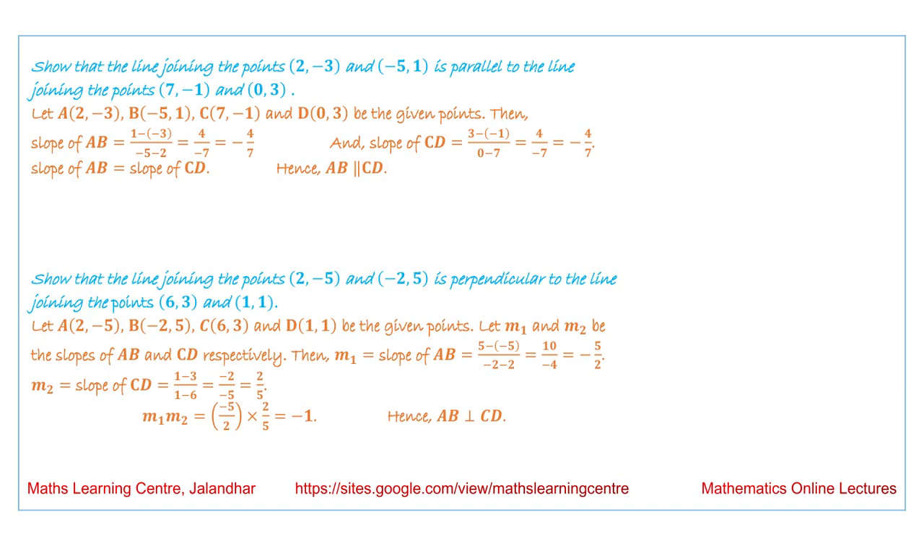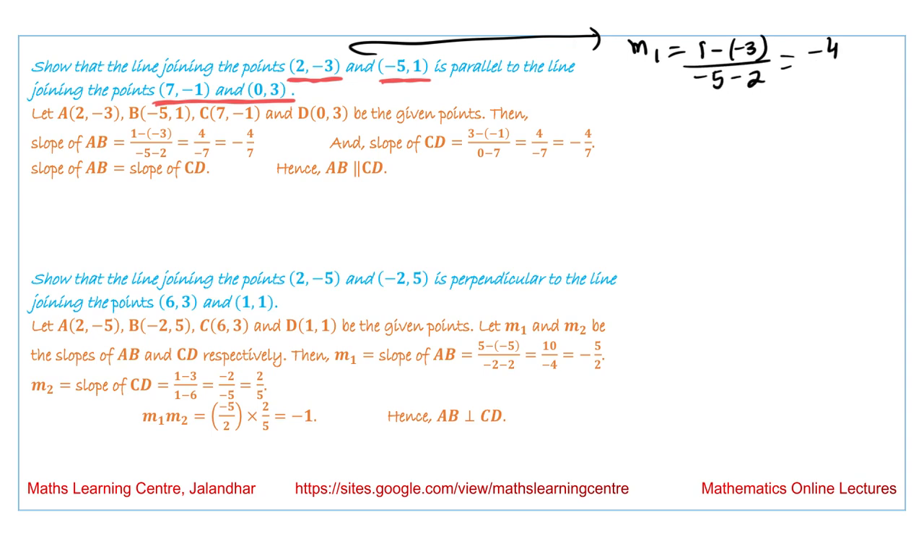Next is, show that the line joining the points 2, minus 3 and minus 5, 1 is parallel to the line joining these two points. So we calculate the slope for both these lines. For the first line, m1, the slope of this line, is equal to 1 minus minus 3 divided by minus 5 minus 2. The answer we obtain is minus 4 by 7.